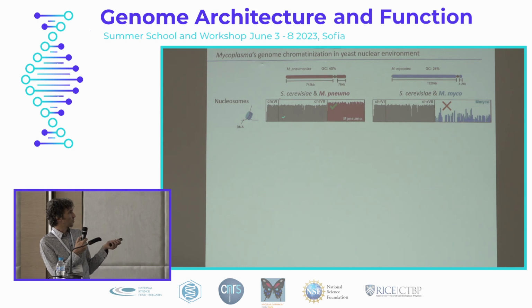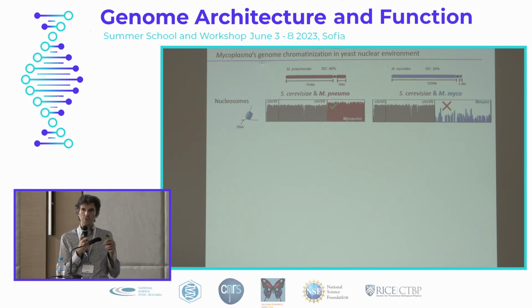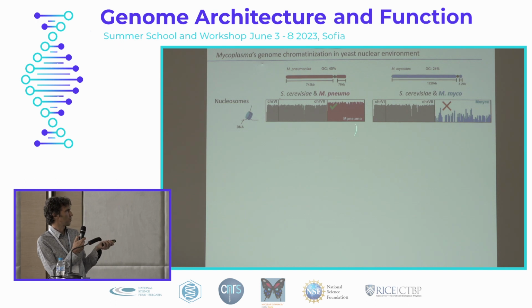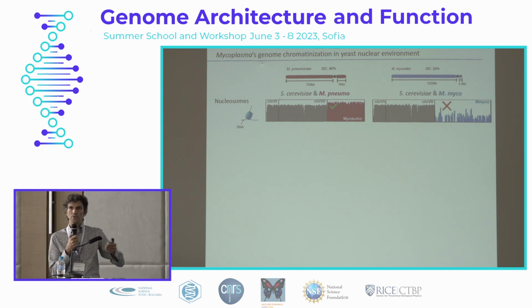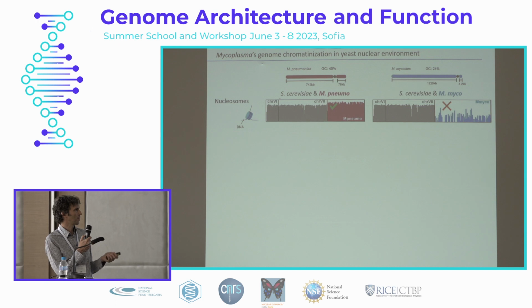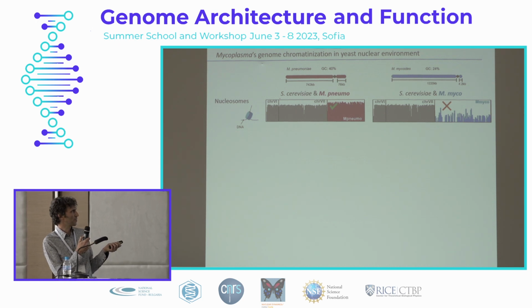And so you have the gray corresponding to the MNase-seq data of yeast chromosomes, and in purple, you have the M. pneumoniae genome. There is more data than that, but we can show that the nucleosomes are actually well organized and well formed along this DNA molecule.